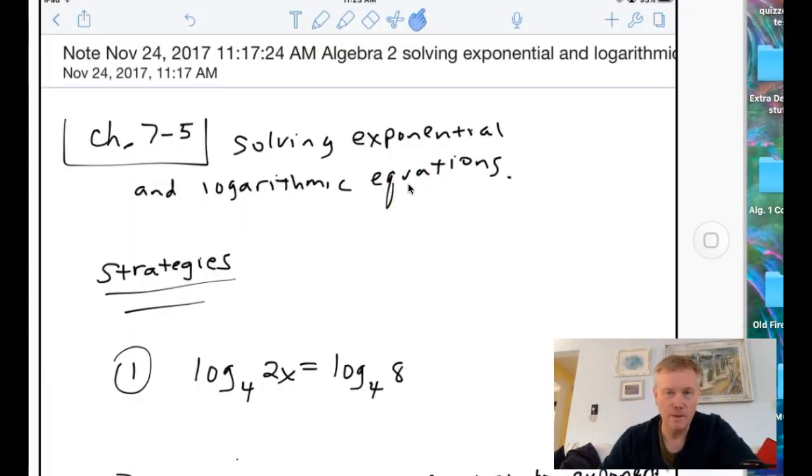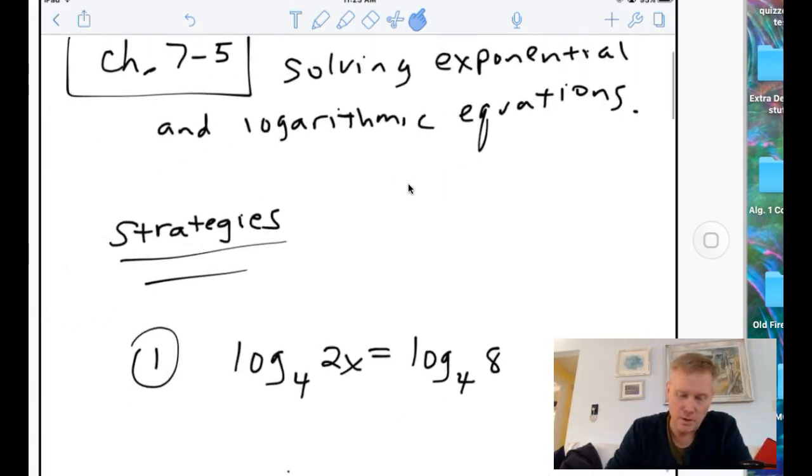And now I'm going to get to today's lesson, which is on solving exponential and logarithmic equations. All right, chapter 7-5 in your book.